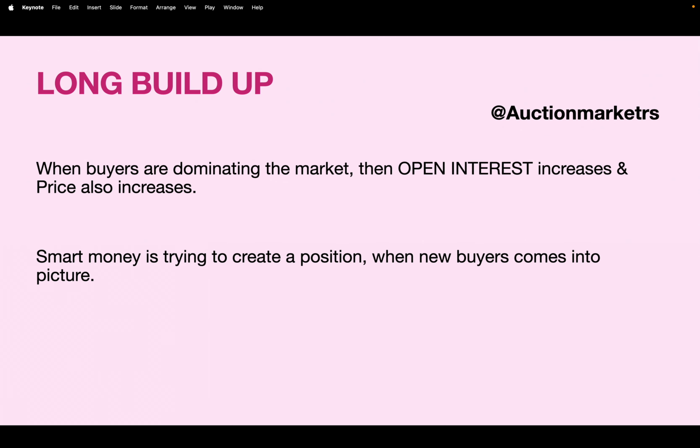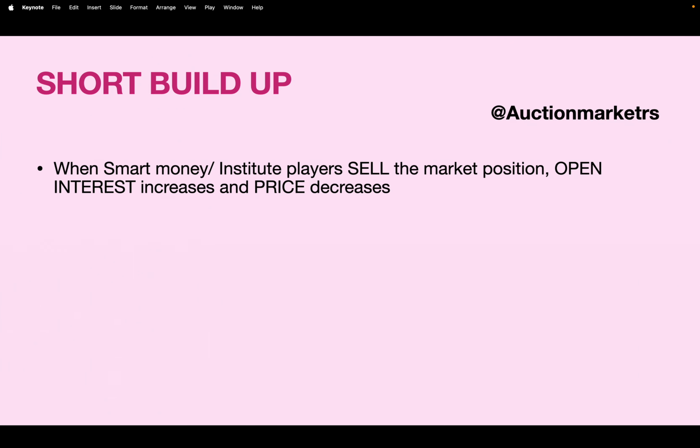We'll go with the short buildup. Short buildup is exactly the opposite of long buildup. In short buildup, smart players or institutional players are trying to sell that particular market position. So in this case, what happens? Open interest will increase because the price is going down. And when the price goes down, that particular contract closes, and when that particular contract closes, one open interest token is generated.